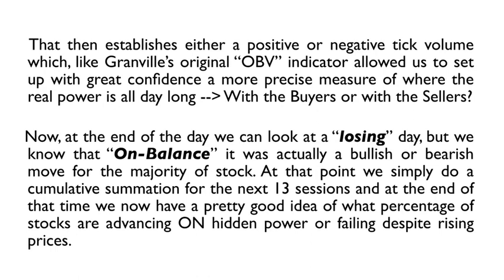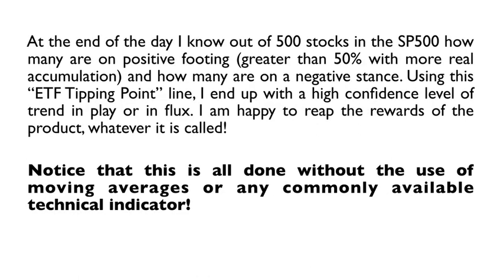At that point, we simply do a cumulative summation for the next 13 sessions. At the end of that time, now we have a pretty good idea of what percentage of stocks are advancing on hidden power or failing despite rising prices. At the end of the day, we know out of 500 stocks in the S&P 500, how many are positive, greater than 50% with more real accumulation, and how many are negative. Using this ETF tipping point line, we end up with a high confidence level of the trend in play or in flux.